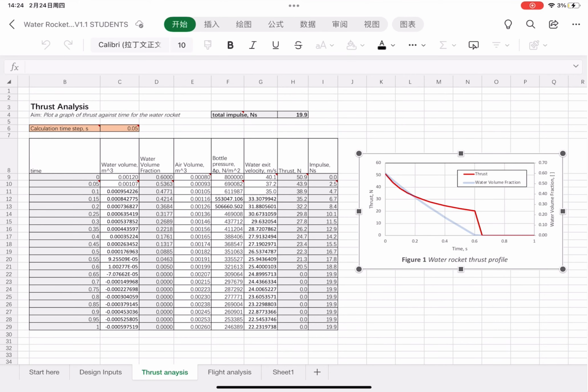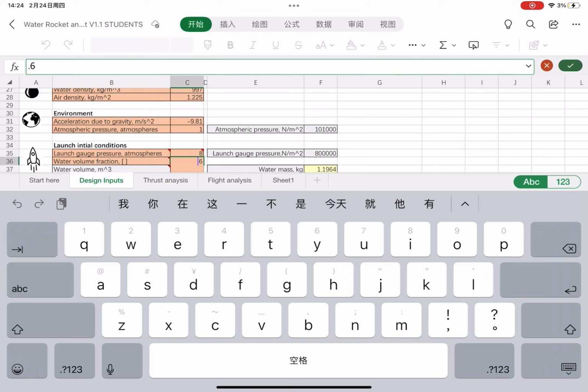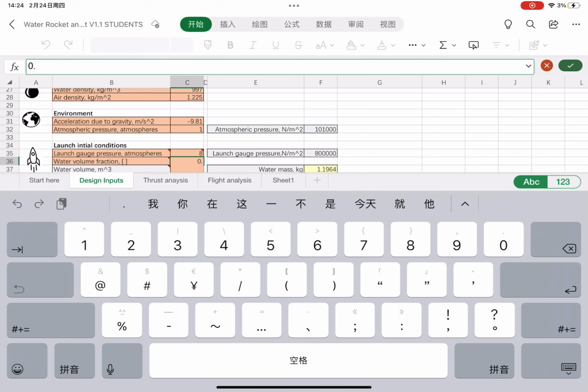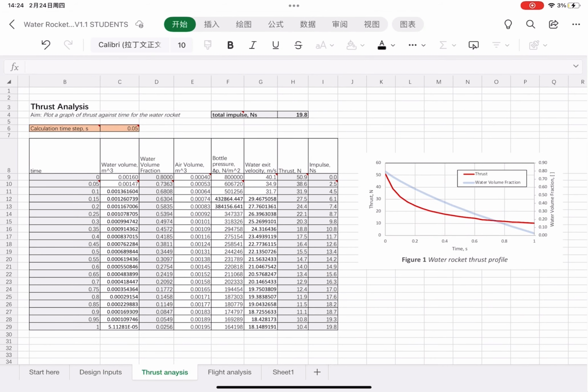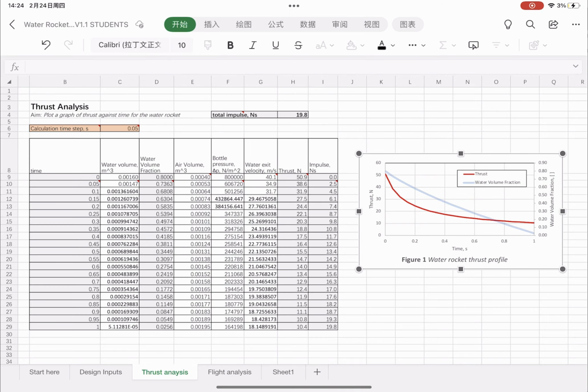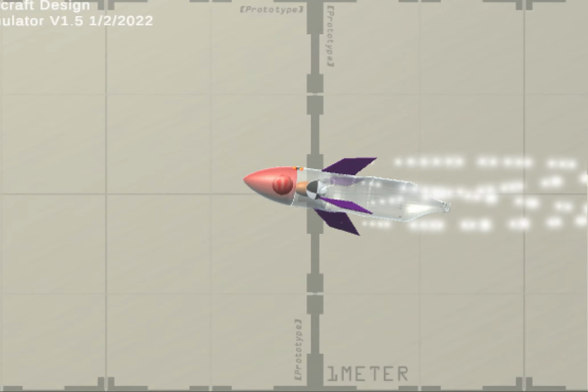A breakdown of the thrust can be shown using a spreadsheet in which you can change many variables to achieve an optimal design. Within our spreadsheet, we can have a look at impulse, which refers to the change of momentum of the rocket when force is acting on our rocket. The impulse is also inversely proportional to the water volume fraction over the duration of time, which can also be seen on the spreadsheet.